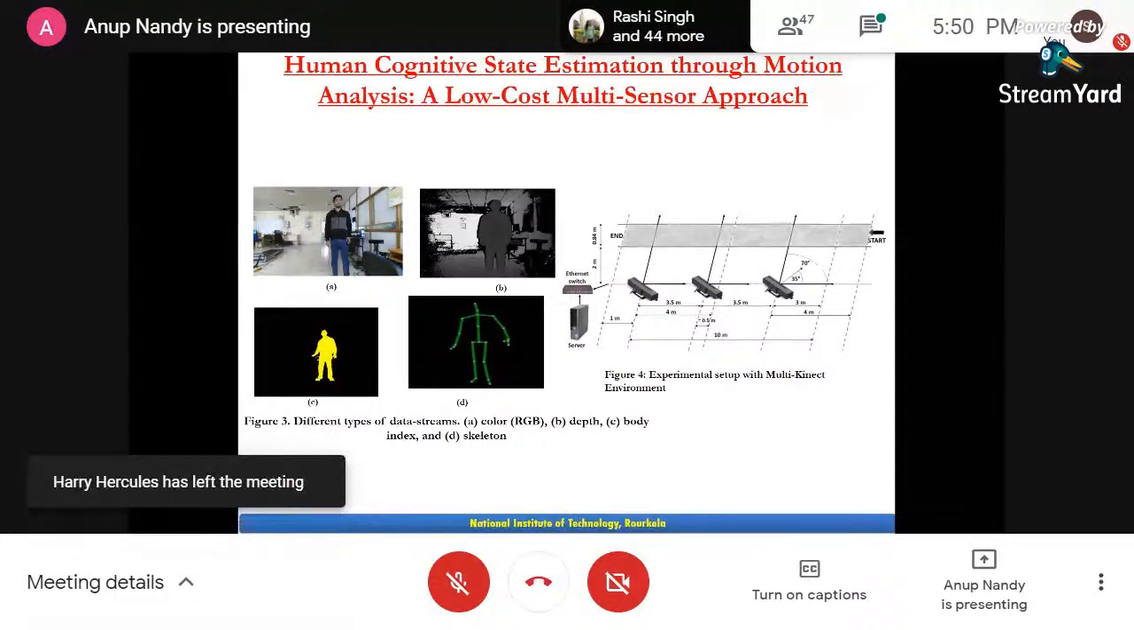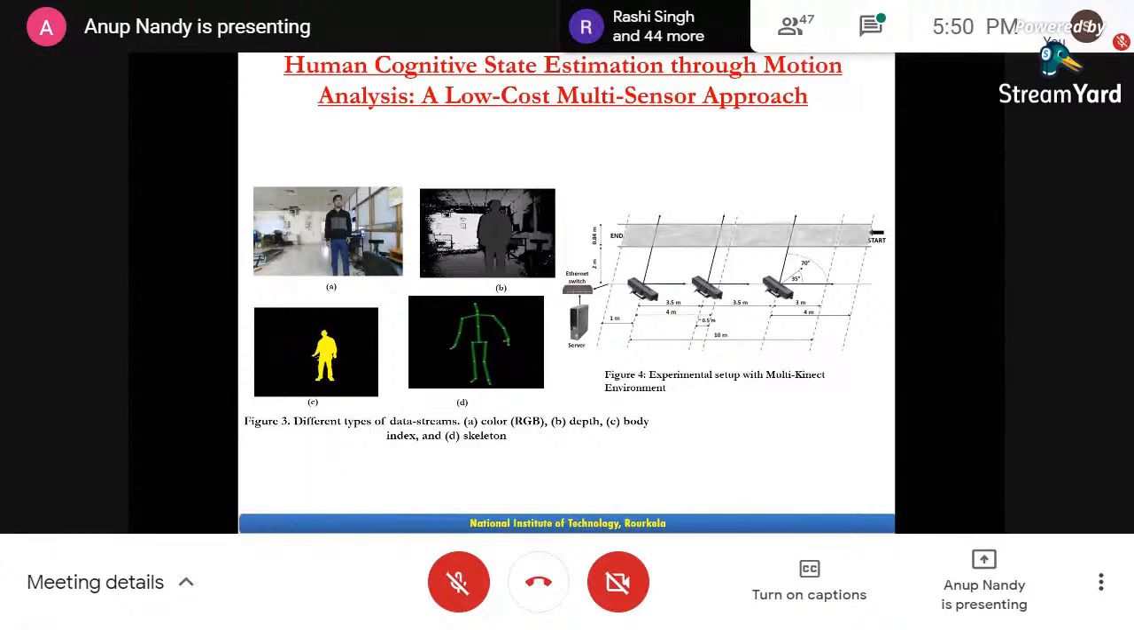This is called the joint coordinate position, given as X, Y, Z. From the joint coordinate positions, you can apply some techniques to compute the joint angle, or any other parameters that you can think of. So this is the experimental setup with the multi-Kinect environment. It is our approach that we have thought of in this way.